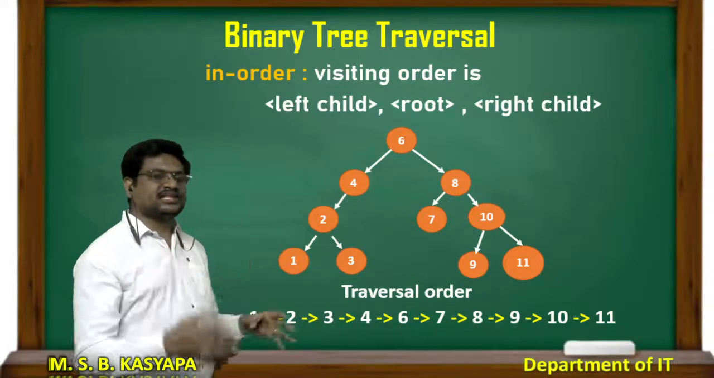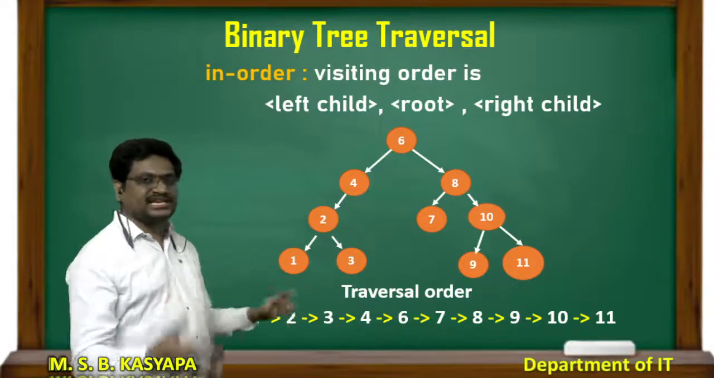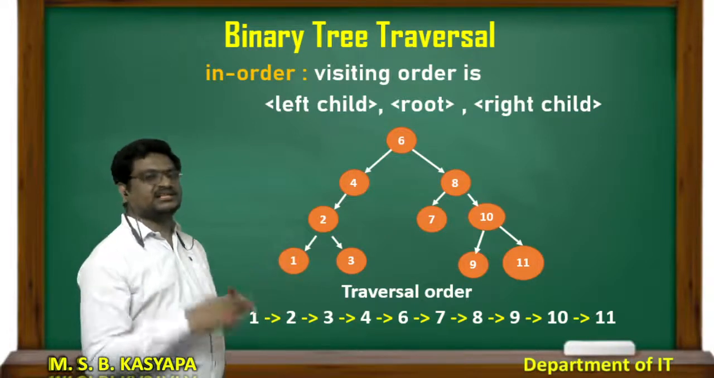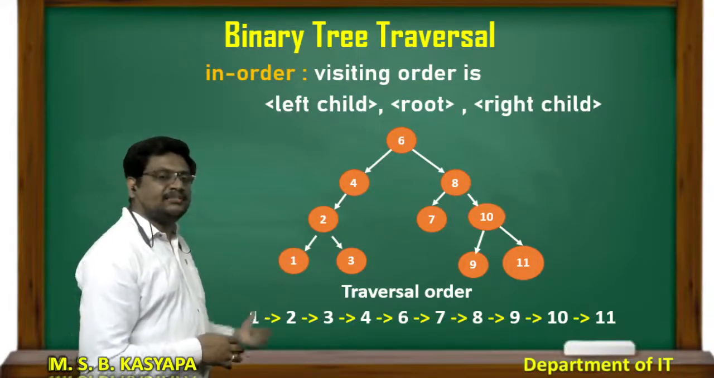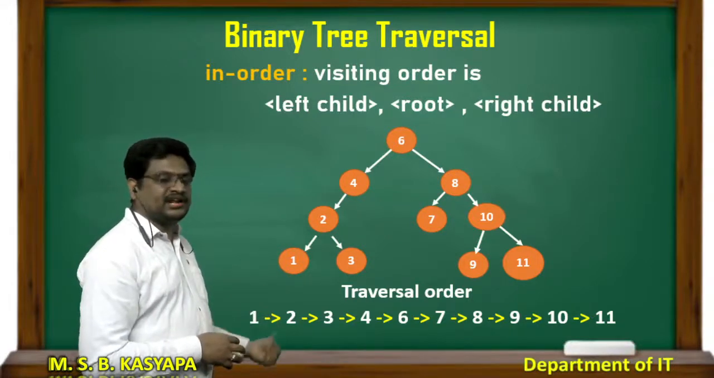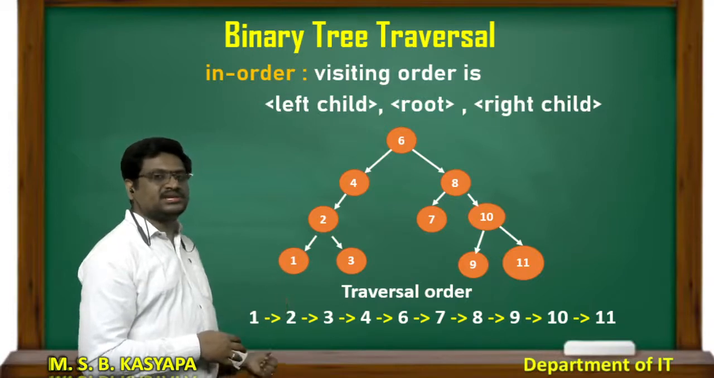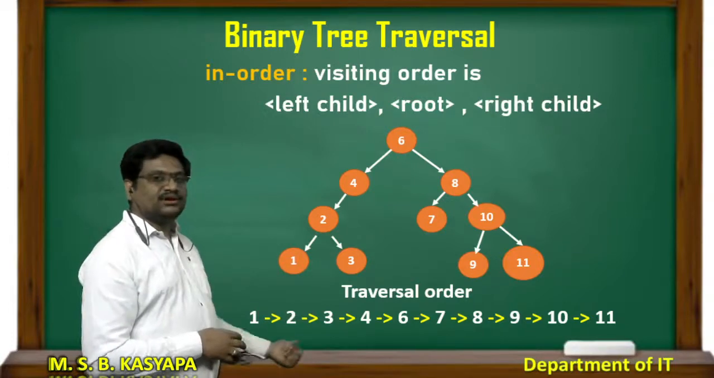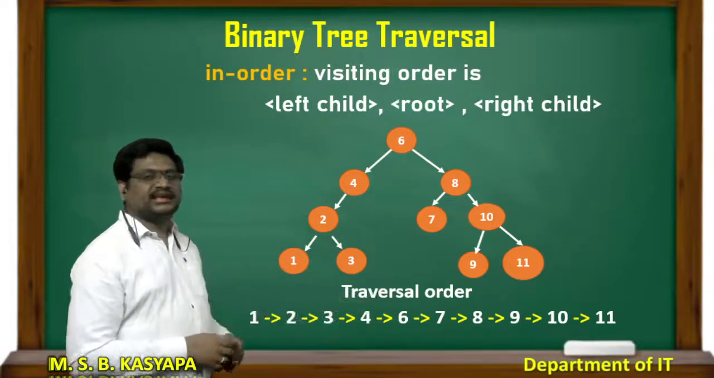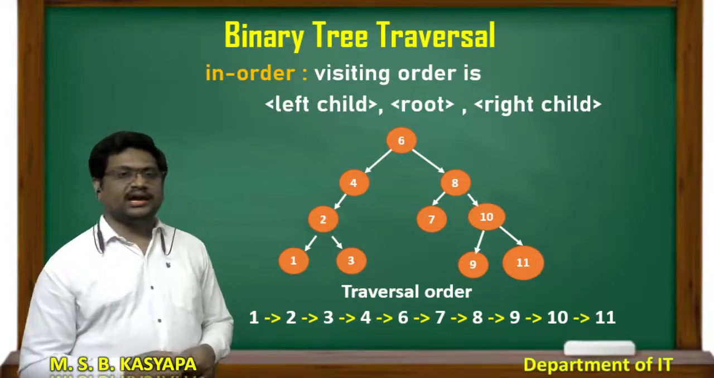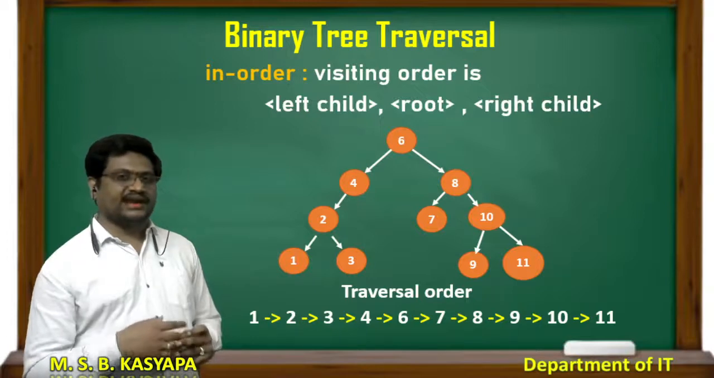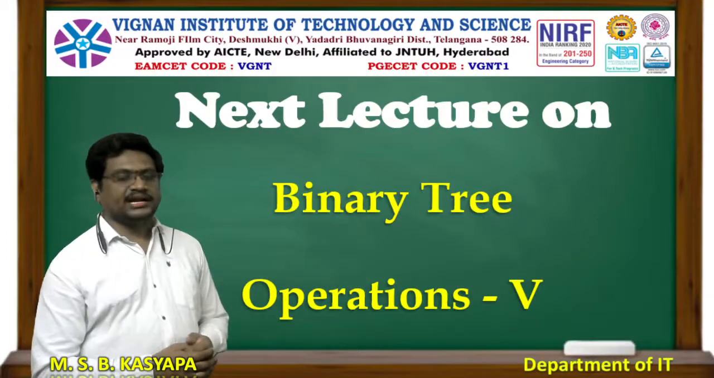After visiting the 11, I am checking whether it has any right children or not. It doesn't have any right children, and here the tree is completed. So finally, my traversal for in-order for this particular tree is 1, 2, 3, 4, 6, 7, 8, 9, 10, 11. Okay, so like this, I will do a tree traversal by using in-order.